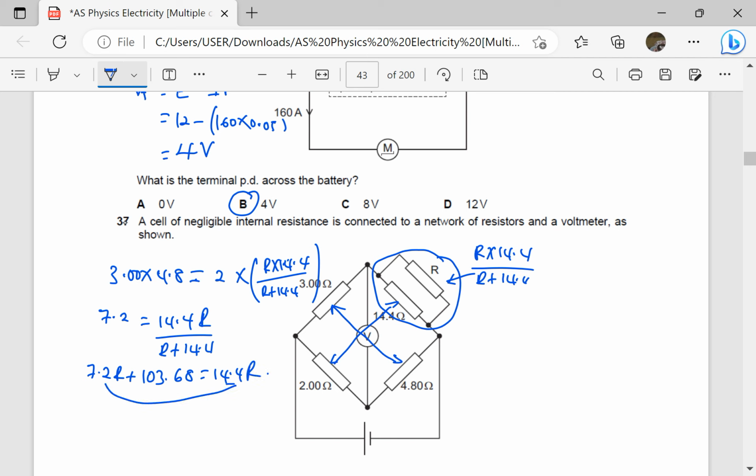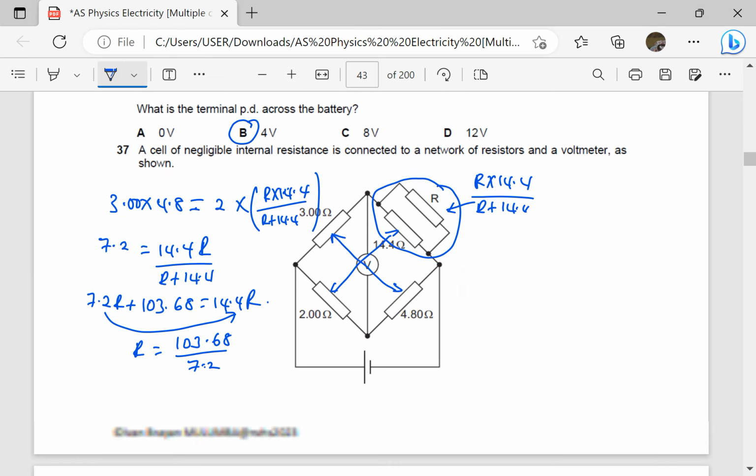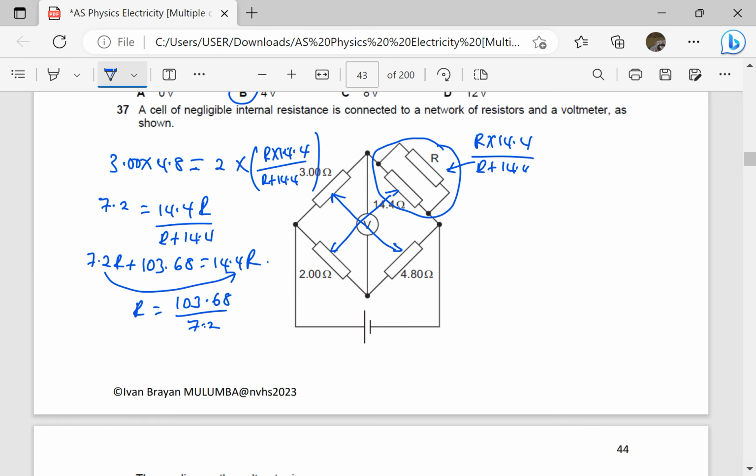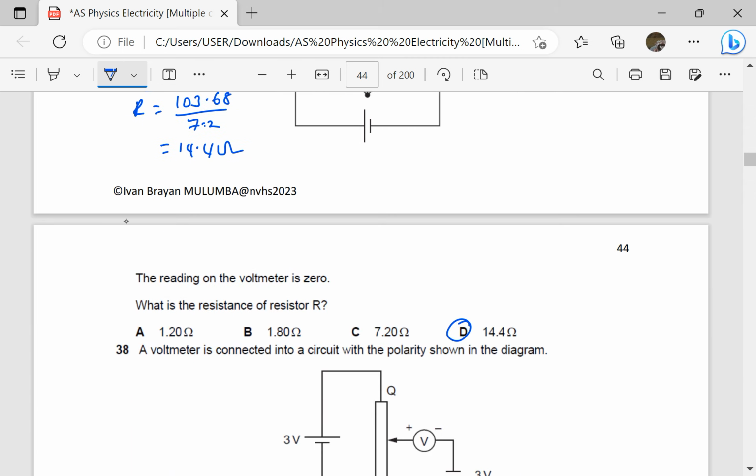So I bring this one to the other side, it will be 7.2. So it means R is going to be 103.68 divided by 7.2. And surprisingly, I'm getting the answer as 14.4. So R is going to be 14.4. So this answer is going to be D, 14.4.